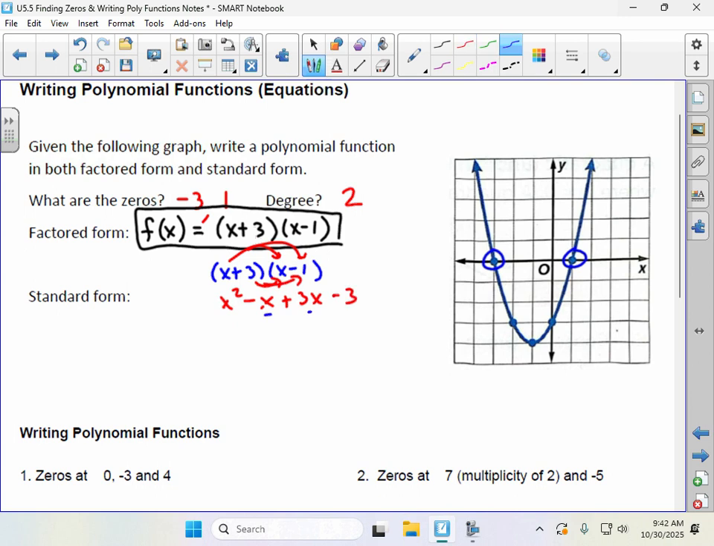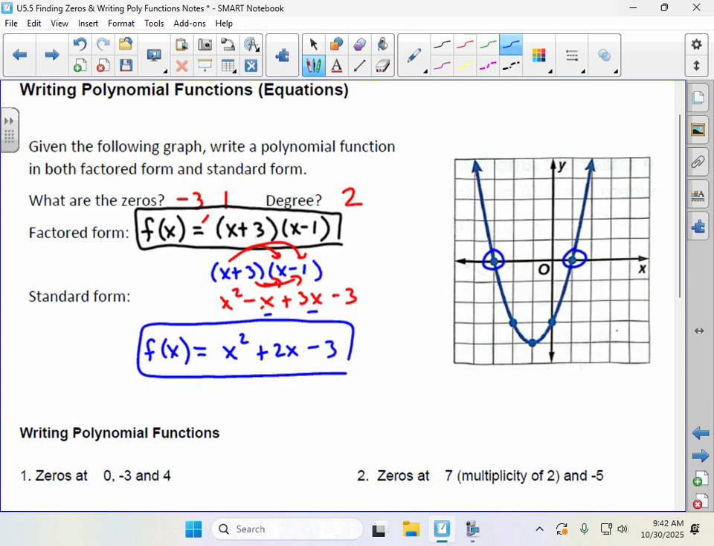Now we can combine like terms. Again, we'll write this either as f of x or y equals x squared. Combining like terms, we have a plus 2x and then minus 3. So there is standard form. You can see in both forms, factored form and standard form, they're both degree 2.